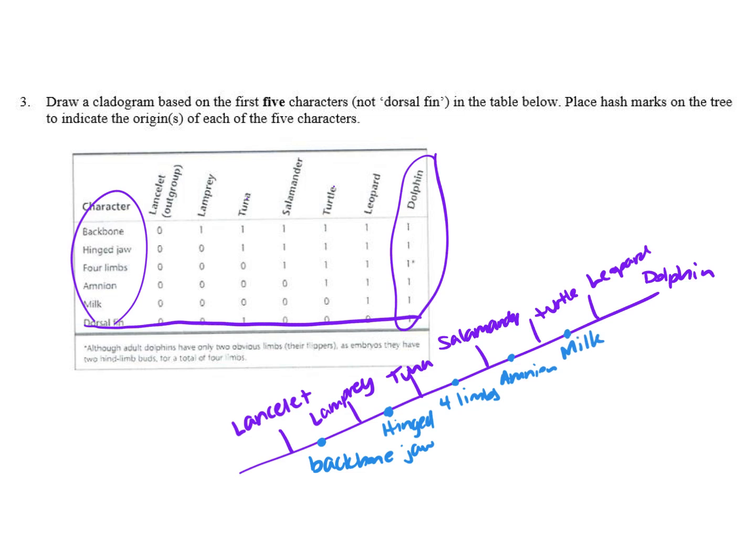Okay, so what you're looking at here is how closely related they are. The closer they are on the chart, the more closely related they are. And then these traits, everything that comes after the dot has the trait. Anything that comes before the dot does not. So a Lancelot does not have a backbone. Everybody else does. The lamprey and the Lancelot do not have a hinged jaw. Everybody else does. That's how you read this chart.